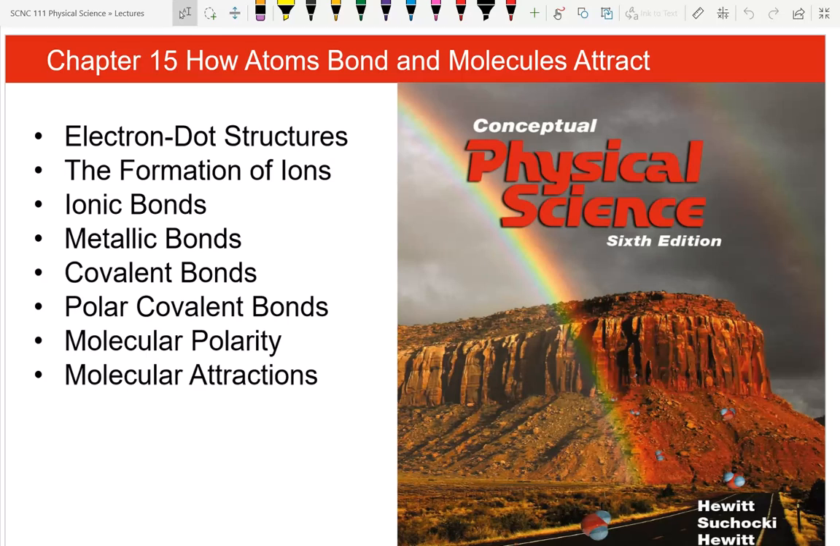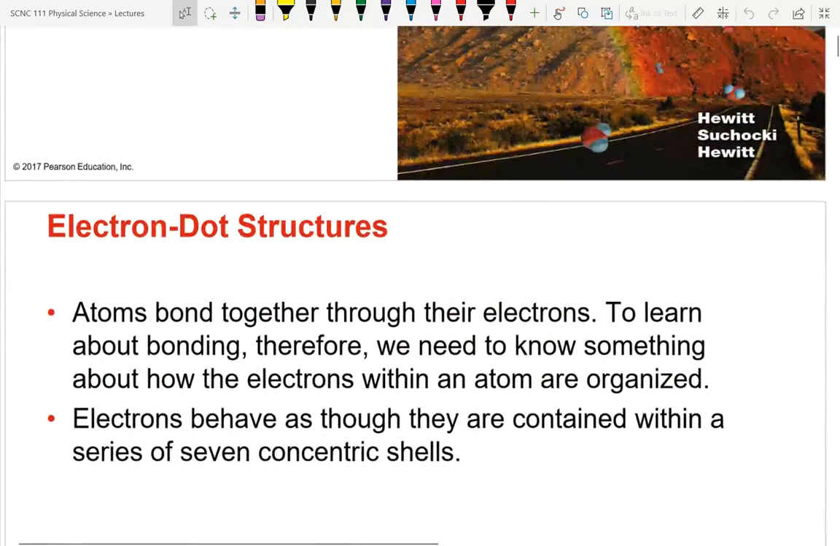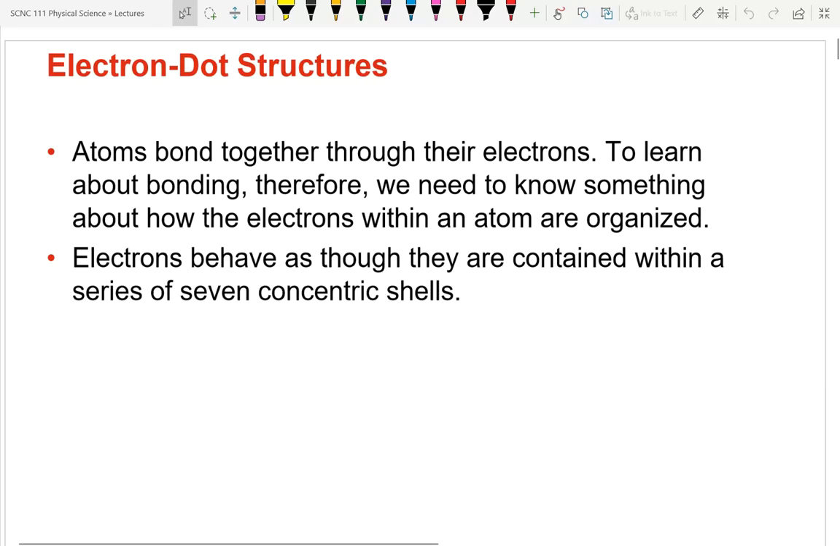Today we're going to talk a lot more about chemistry. We're going to talk about chemical bonds. So let's get right into this. Atoms bond together through their electrons. The electrons are the key to how atoms bond. So when we learn about the bonding, paying attention to the electrons is going to be obviously very important.